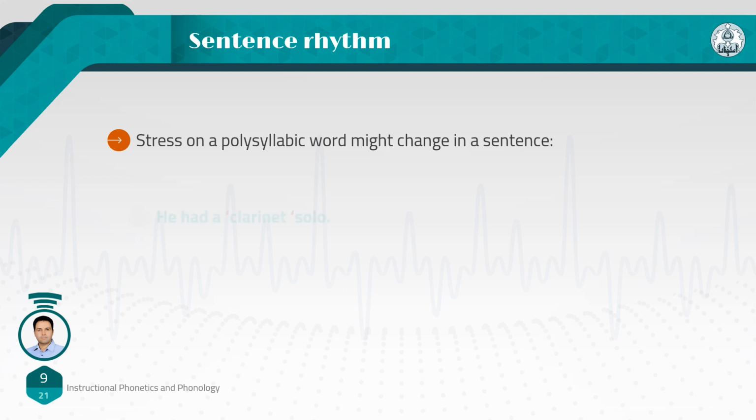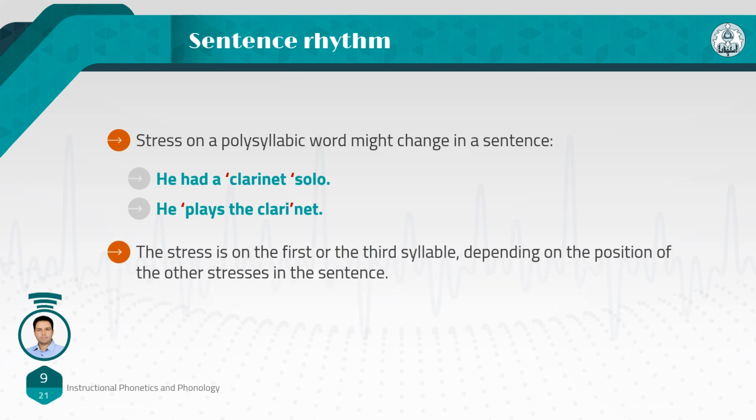Consider the word clarinet in this sentence. He had a clarinet solo. And in this sentence, he plays the clarinet. As you see, the stress on a polysyllabic word here can be on one syllable in the first sentence, that is on the first syllable in clarinet, or on another syllable, here on the second syllable, clarinet, in the second sentence. The stress is on the first or the third syllable, depending on the position of the other stresses in the sentence.